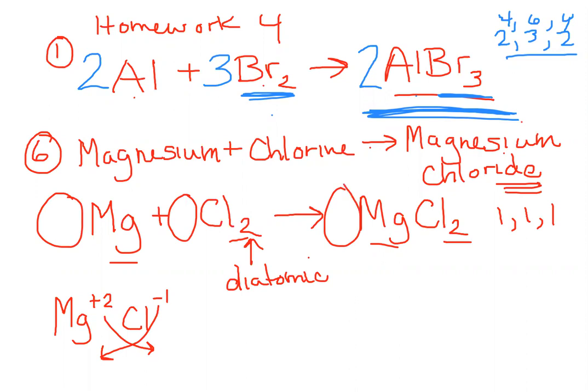Okay, that's not a 0, that's a circle to show that we didn't put anything out in front. So the coefficients are 1, 1, 1. All right, that is how you do 6 and 7. Now let's look at number 8.